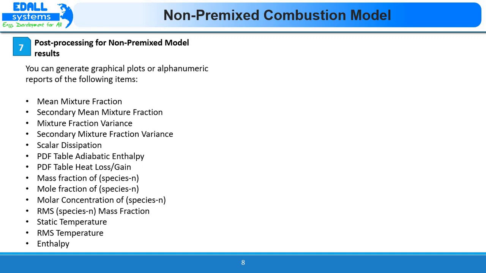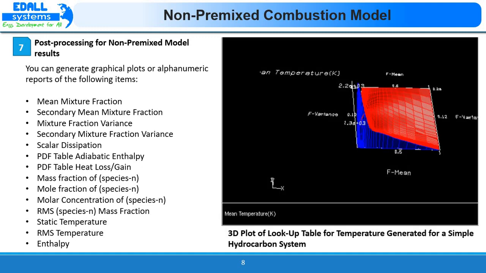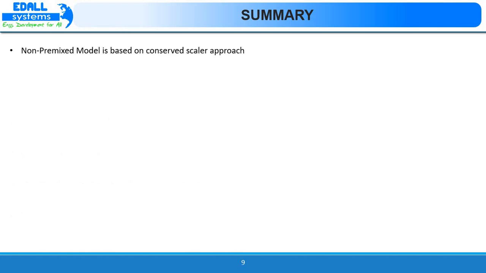The next and last step is that after finishing everything and the simulation is done, we can generate graphical plots or alphanumeric reports of the following terms. We can see through a 3D plot or graph these following variables. Here I have added one picture which is showing a 3D plot of a lookup table for temperature generated for a simple hydrocarbon system.